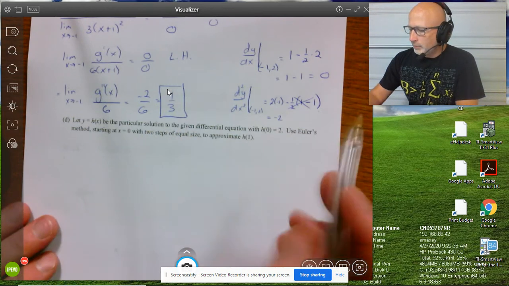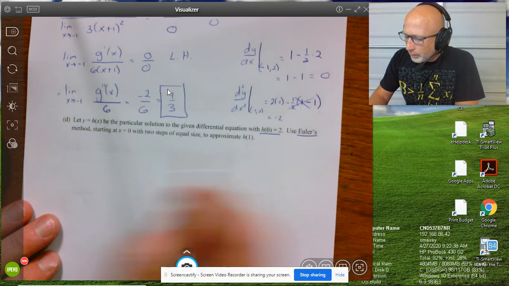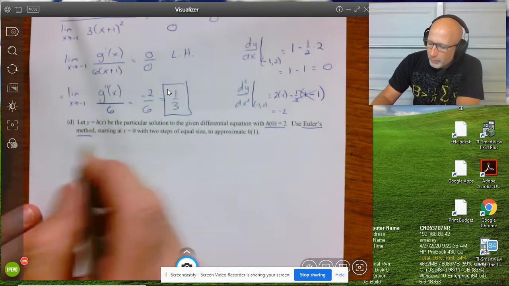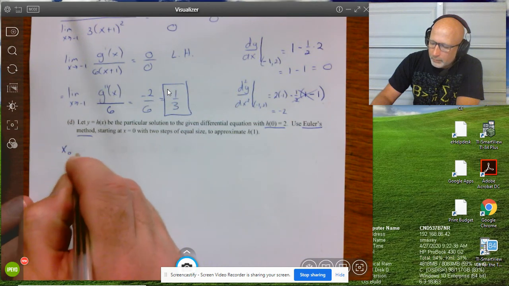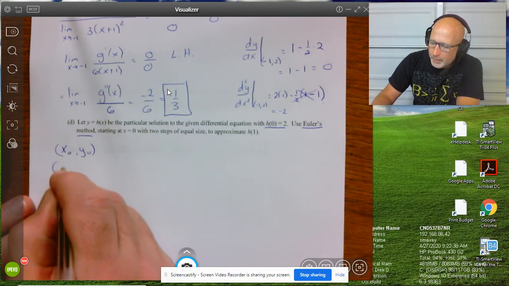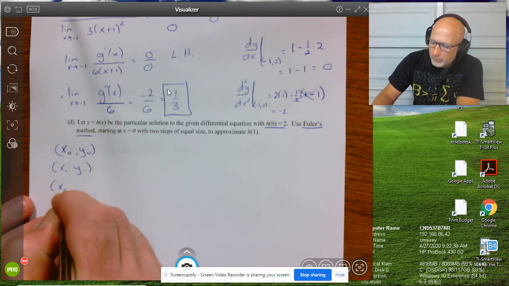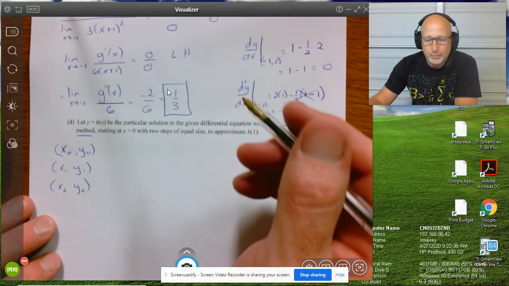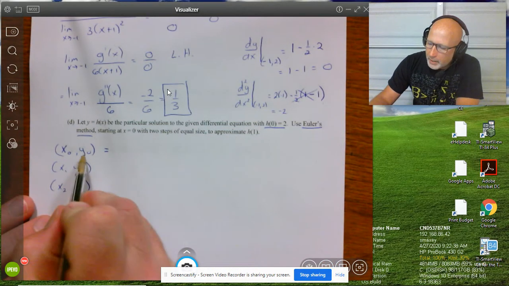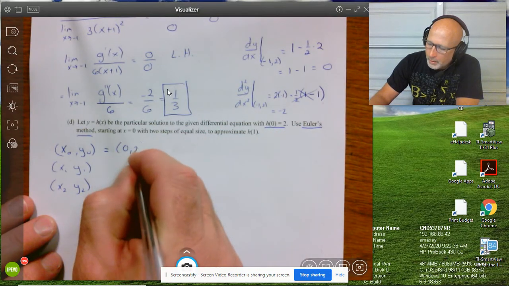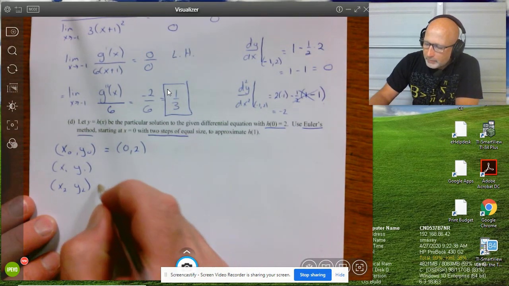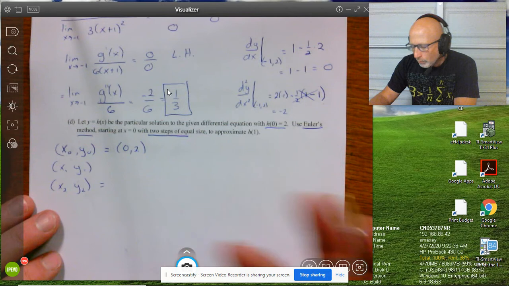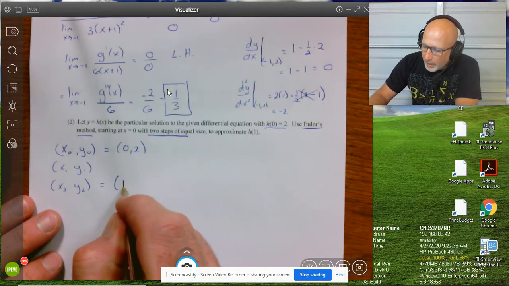Let y equal h of x be a particular solution to the given differential equation with h of 0 equal to 2. Use Euler's method, set x equal to 0. So remember what we do, you have to take steps here. What we know is we have coordinates (x0, y0), (x1, y1), and (x2, y2). Now, it might be the case where you have to go further than that, but you don't have to in this case. The reason why is because (x0, y0) is given by (0, 2). And then I'm only taking 2 steps to get to my answer, which is what I'm looking for. So what I want to do is figure out what h of 1 is.